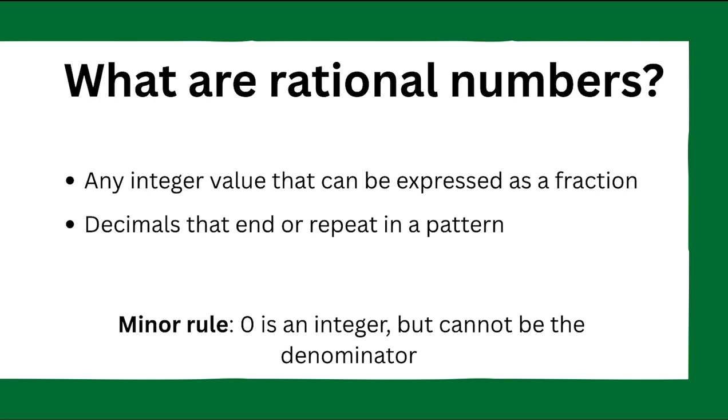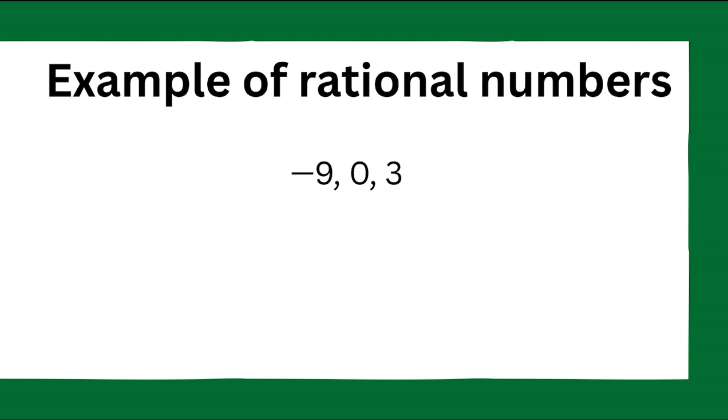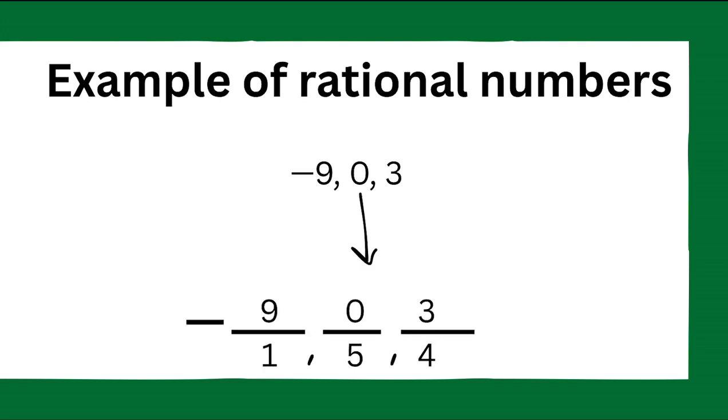Now let's look at a few visual examples. So as you see here, I have -9, 0, and 3. What if I try to turn these into fractions? Well, I would have -9 over 1, 0 over 5, and 3 over 4. I can make this into any fraction form with any number I want, as long as it's an integer value, and they can be expressed as fractions.